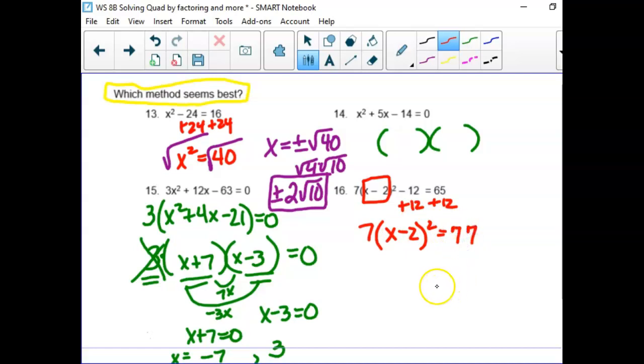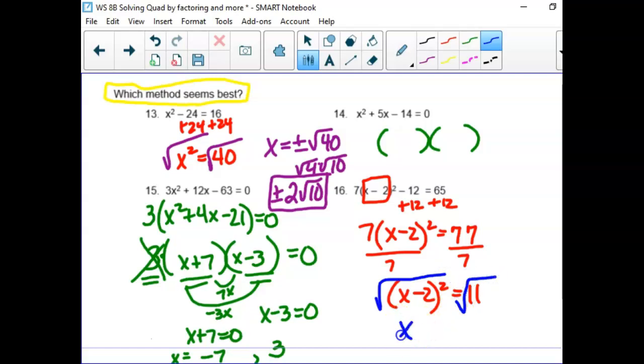Then don't distribute, can't distribute because of the squared. There's no such thing as distributing a squared. You'd have to FOIL it all out. Gross, gross, gross. What could we do instead to get rid of 7 times something? Now I can square root. As soon as I do, I've got to remember a plus or minus. X minus 2 equals plus or minus square root of 11.